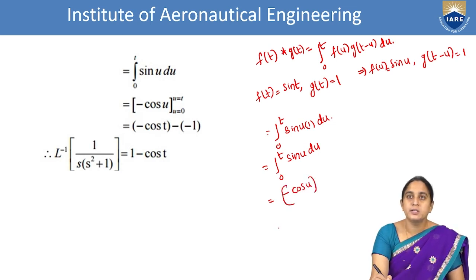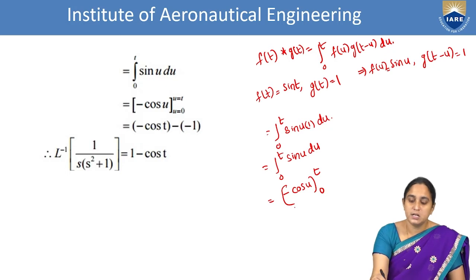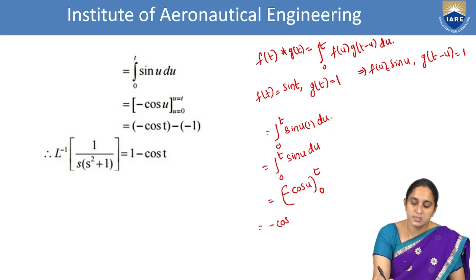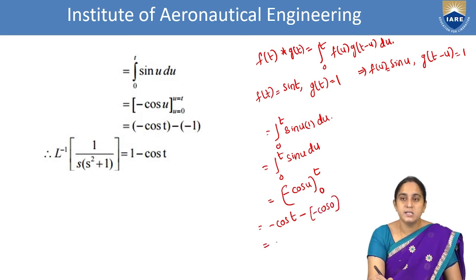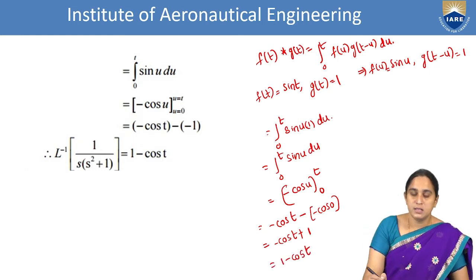Integral of sin u, integration is minus cos u. And what are the limits for u here? 0 to t. Now substitute the upper limit: minus cos t, minus of minus cos 0, that is plus cos 0, whose value is 1. Therefore, this is equal to 1 minus cos t.